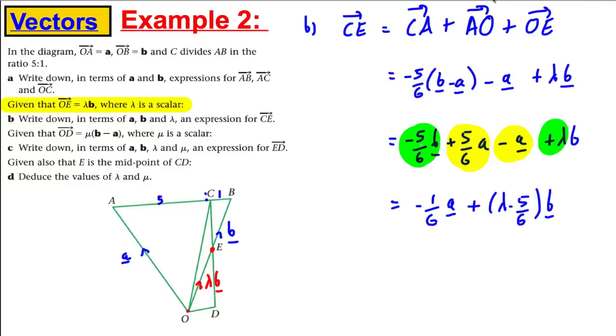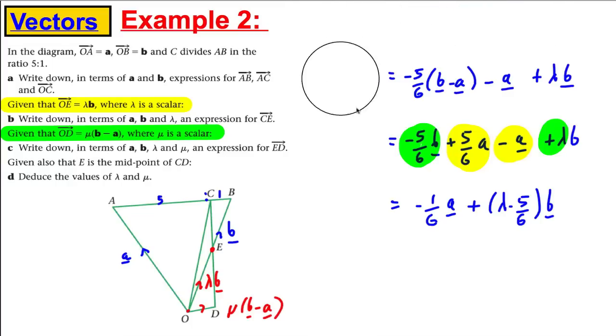Now next we are told, given that OD is mu (b minus a), where mu is a scalar, write down the following. So O to D, this one here, is now mu (b minus a). Write down in terms of a, b, lambda and mu an expression for E to D. So I'm going to rub out this one here.